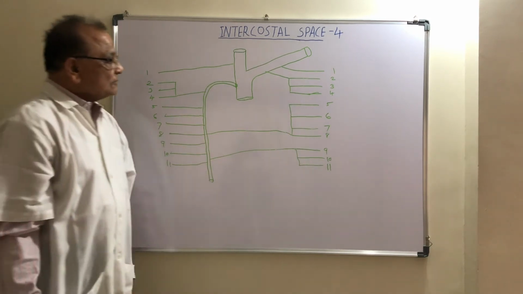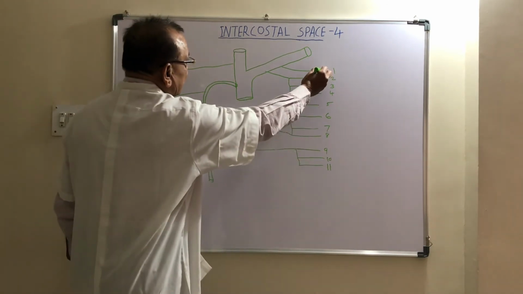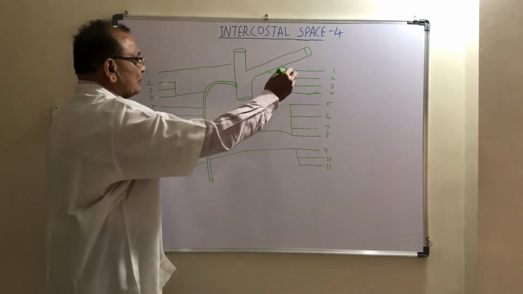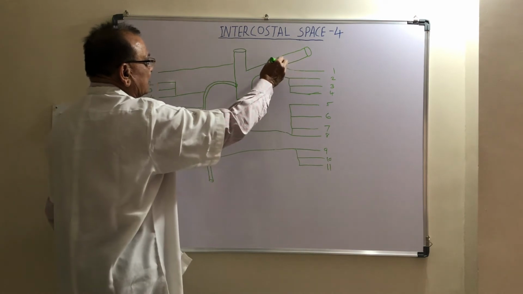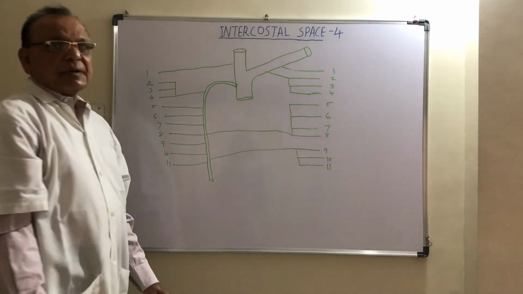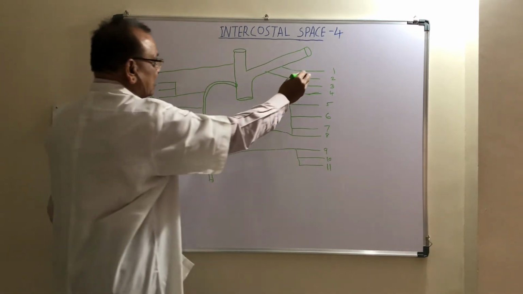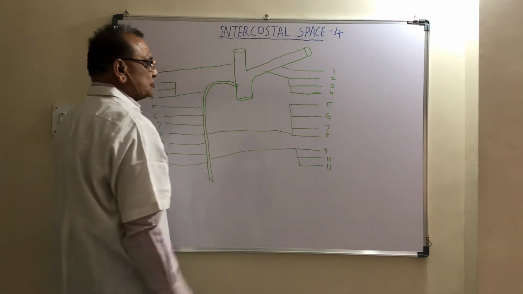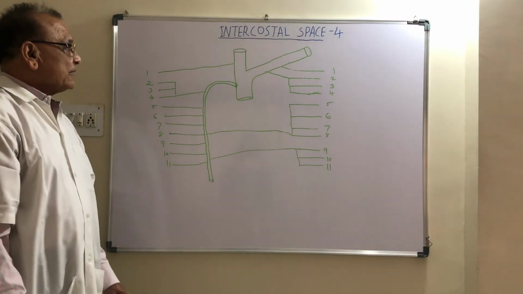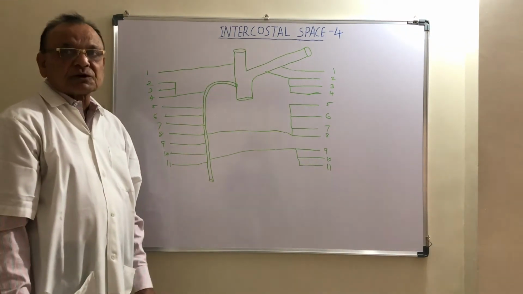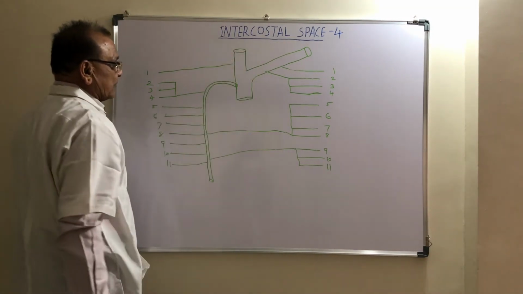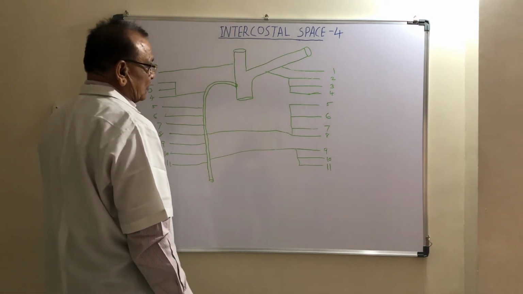Now on the left side, see, this is the left first posterior intercostal vein, and this first posterior intercostal vein opens into the left brachiocephalic vein. The second, third and fourth posterior intercostal veins of the left side unite to form a common vein, and this common vein is called the left superior intercostal vein. The left superior intercostal vein opens into the left brachiocephalic vein.